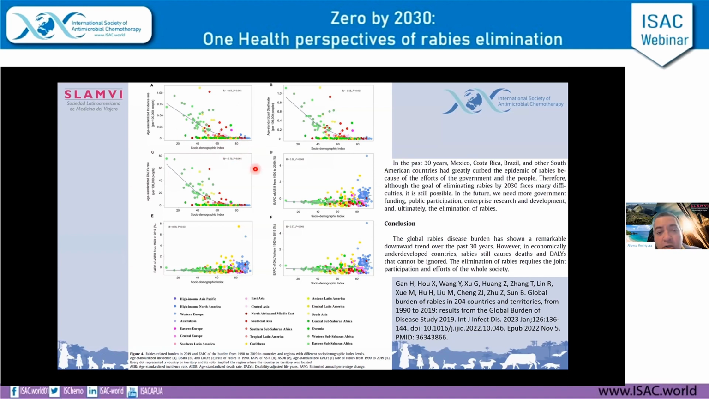Improvement in social conditions is also associated with a significant decrease in the epidemiology of rabies, as commented in this paper by Gan and colleagues in the International Journal of Infectious Diseases. In the past 30 years, Mexico, Costa Rica, Brazil, and other South American countries have really curbed the epidemic of rabies because of the efforts of the government and the people. Obviously, the rabies global burden has shown a remarkable downward trend over the past 30 years, but in underdeveloped countries, rabies still causes deaths.